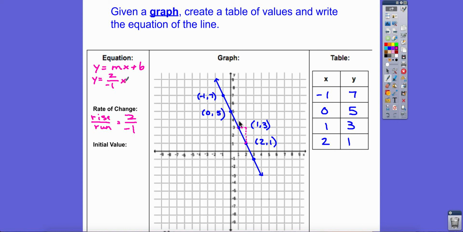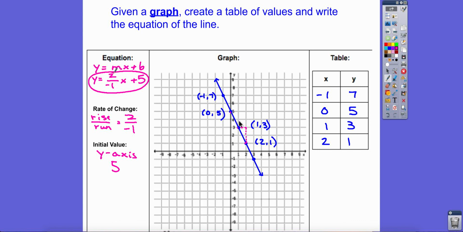For my initial value, this is where this thing is going to cross the y-axis. And so on my graph this time, good news, I can see where it crosses. It crosses right at a value of 5. And so I can put plus 5 right up here, and notice that that's represented here in my 0 row as well of my table. I've got my equation, I was given my graph, and I filled in my table.